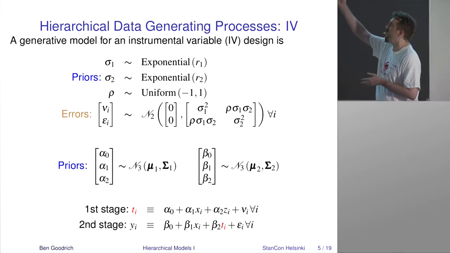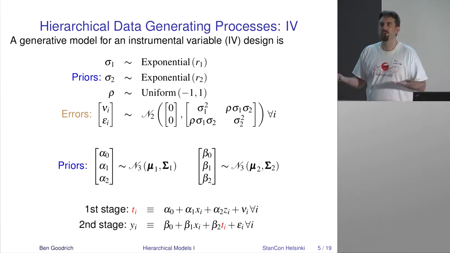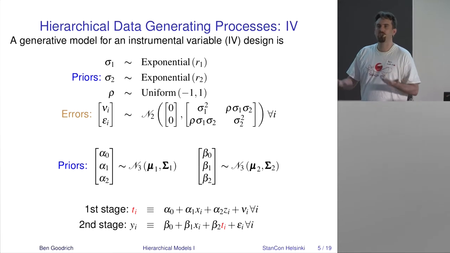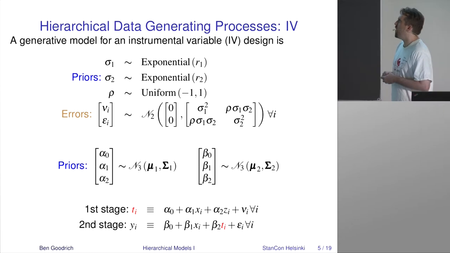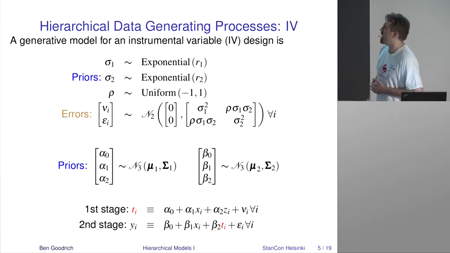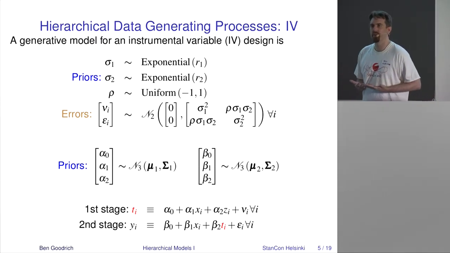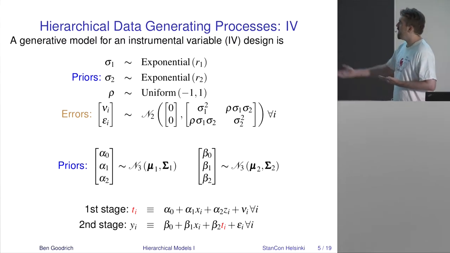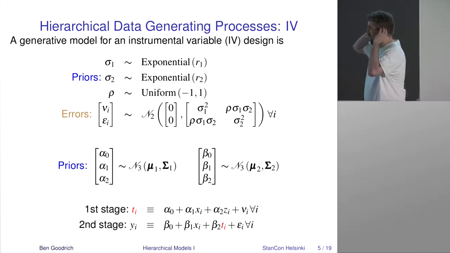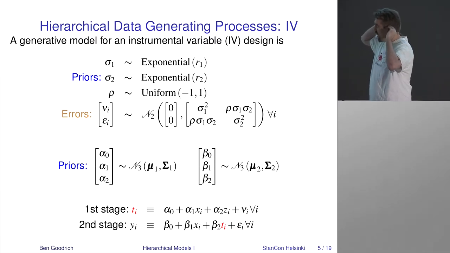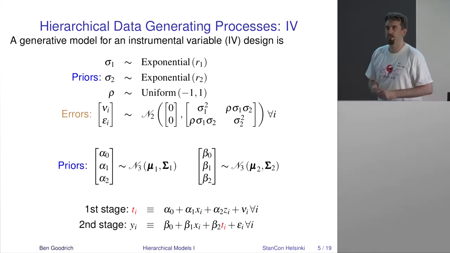And consequently, we have distributions describing our beliefs before seeing the data about sigma 1, sigma 2, and rho. In this case, we just used uniform for rho and some exponentials with some rate parameters for these two standard deviation terms that we are going to want to be estimating. And then toward the bottom, we have two equations that give us a model for the treatment variable t, which is a function of some control variables x and a so-called instrument z.